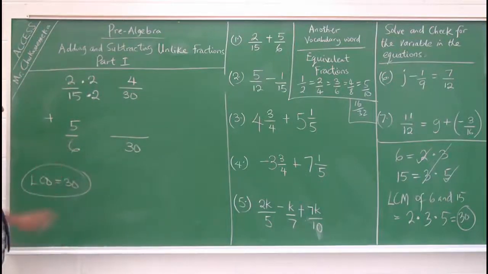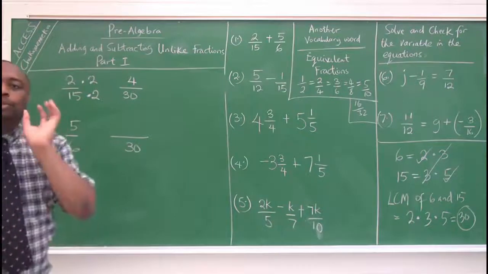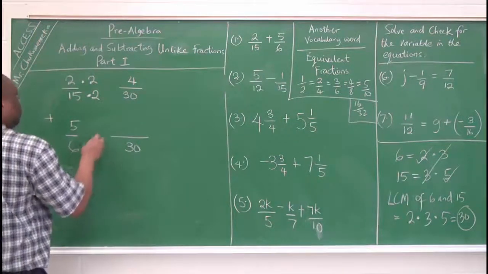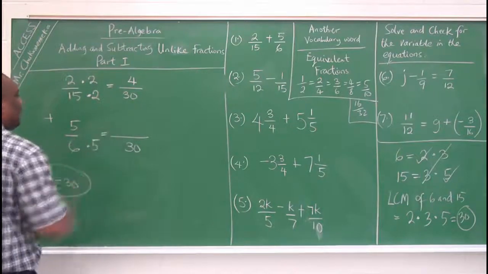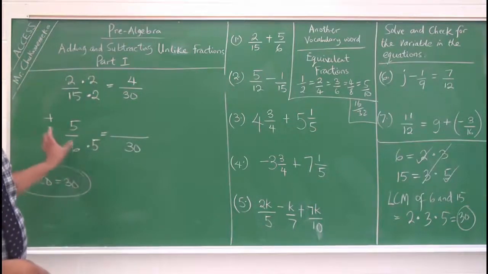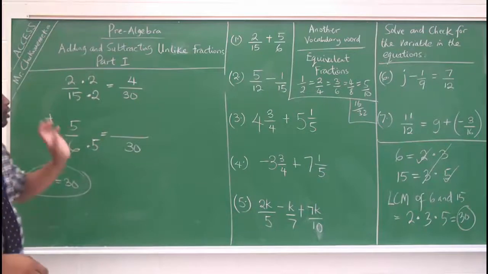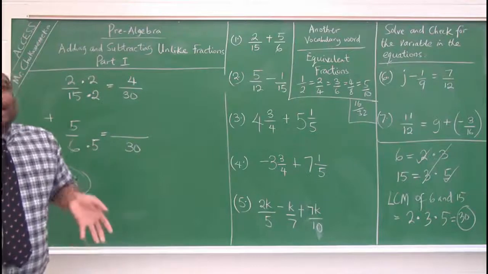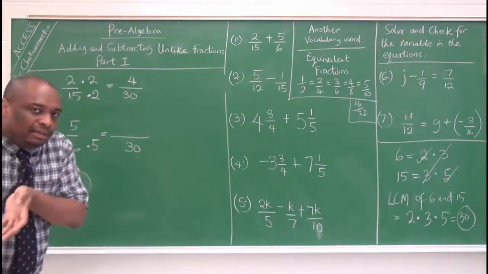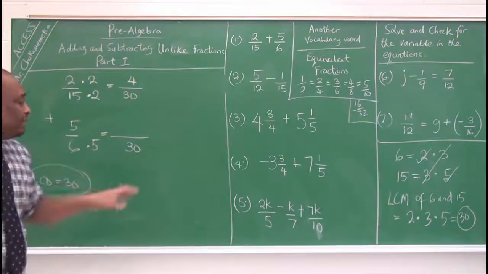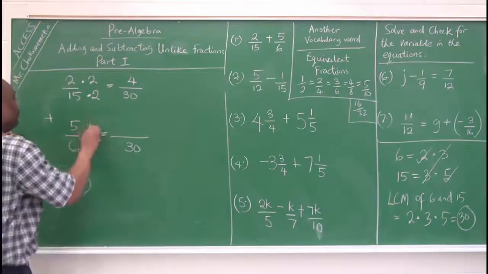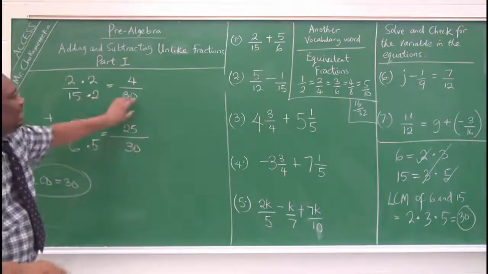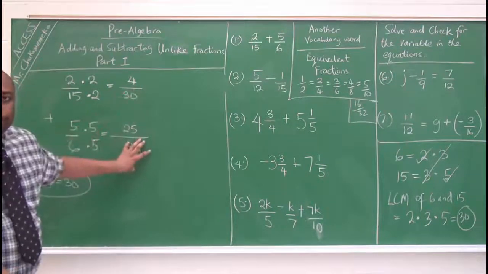Okay, you ask yourself again, what will you do to 6 to give you 30? You multiply by what? 5. Okay? And whatever you do to the denominator, you also have to do to the numerator. What is the equivalent fraction of 5 out of 6, provided that you have that fraction to have a denominator of 30? So that would be what? 25 out of 30. So now, as you can see, they are now like fractions.